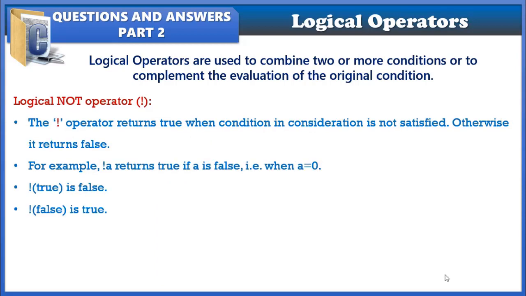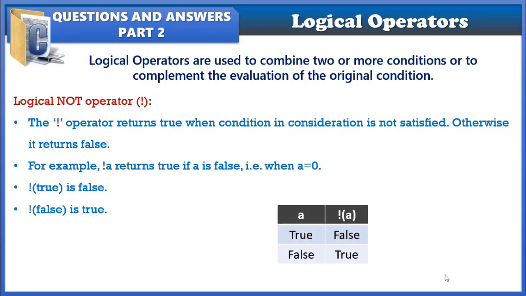Logical NOT operator. The logical NOT operator works like a complement of the given value. The logical NOT operator returns true when the condition in consideration is not satisfied, otherwise it returns false. For example, NOT of A returns true if A is false. So if A is true, NOT of A is false, and if A is false, NOT of A is true. So it works like a complement of the value.